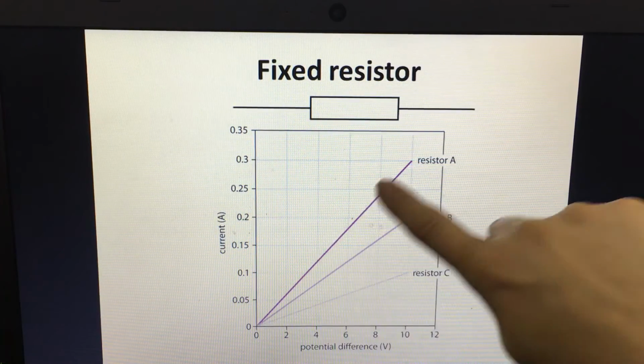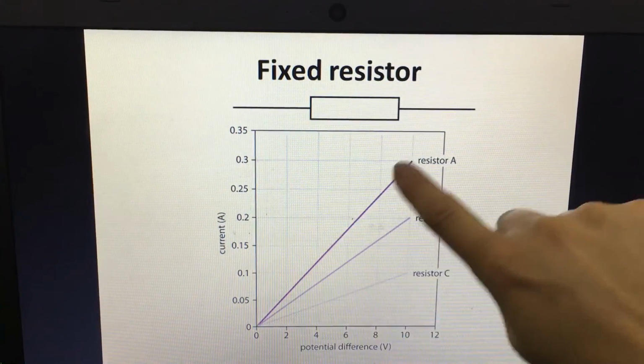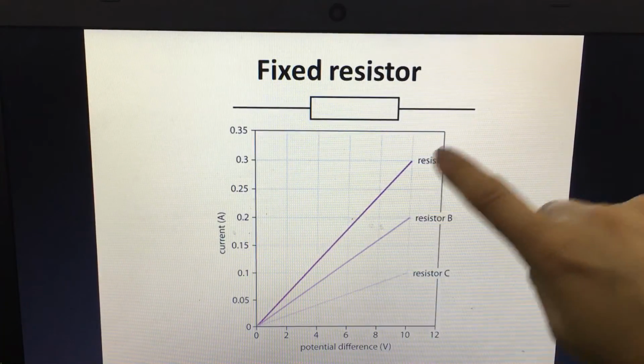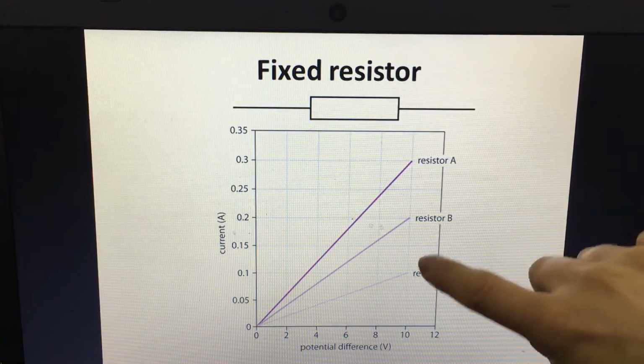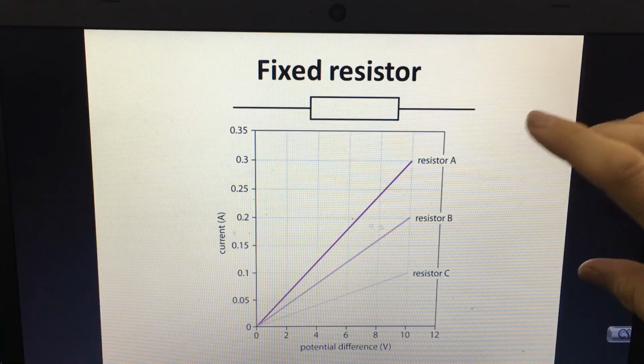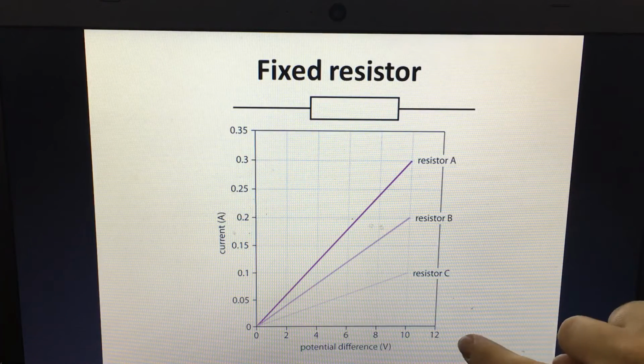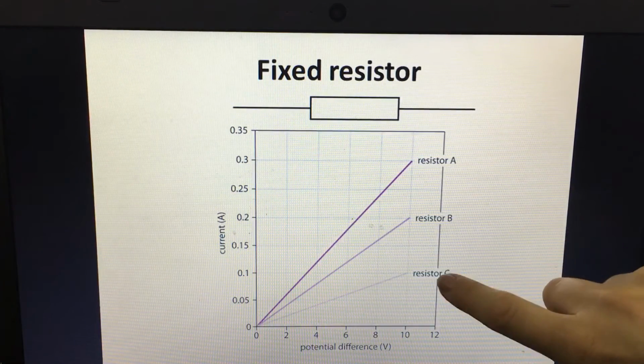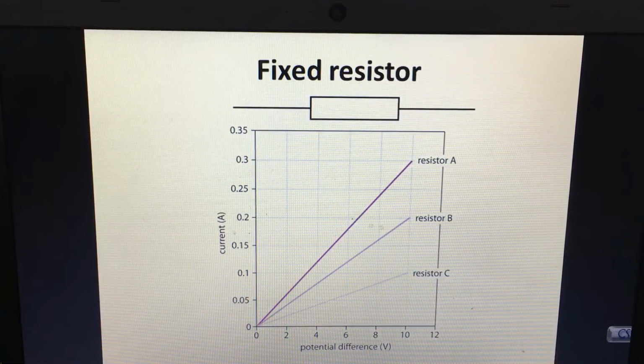This is a fixed resistor. We know it's a fixed resistor because the resistance is always the same, because the gradient wherever I have on line A would be the same. So for these it's a fixed resistance. Now resistance is potential difference divided by current, okay? So this one in fact has the largest resistance.